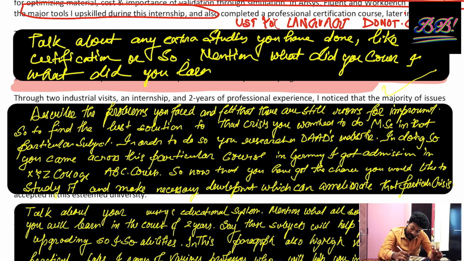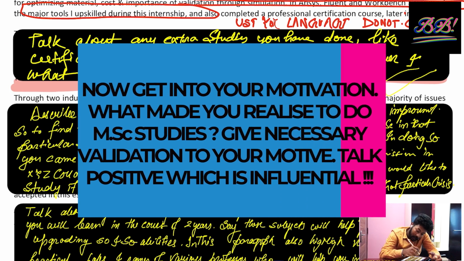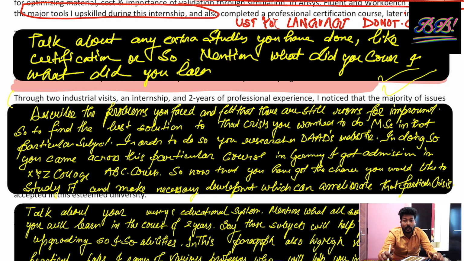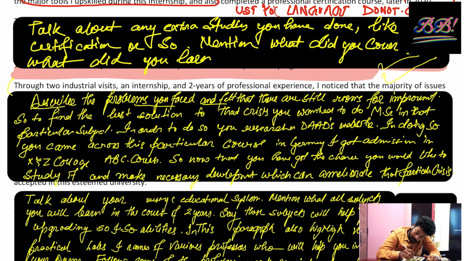Up till this portion is how you have done your bachelor's, or what knowledge you have gained. Now you have to talk about how this knowledge that you have gained has helped you in choosing a particular career path for your future, and why you are choosing it. Okay, so describe the problems you have faced and felt that there is still room for improvement.